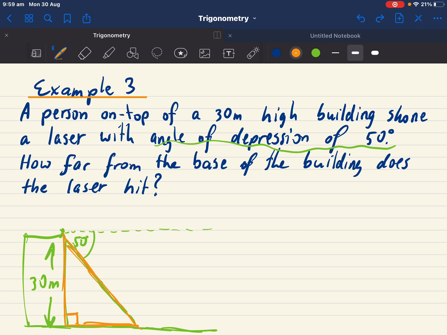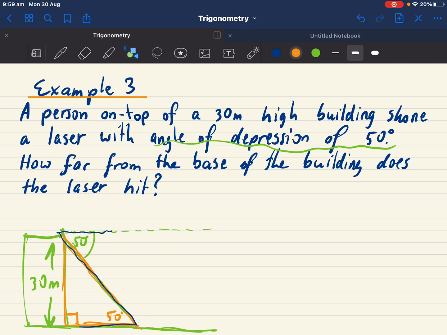If that's 50 degrees, this angle up here, if you follow the Z shape, alternate angles, that tells us that this angle down here is also going to be 50 degrees. Alternate angles are equal. Who would have thought year 7 was useful? So in orange here, this is our triangle. Now that we have the triangle, the question just becomes a normal trigonometry question.